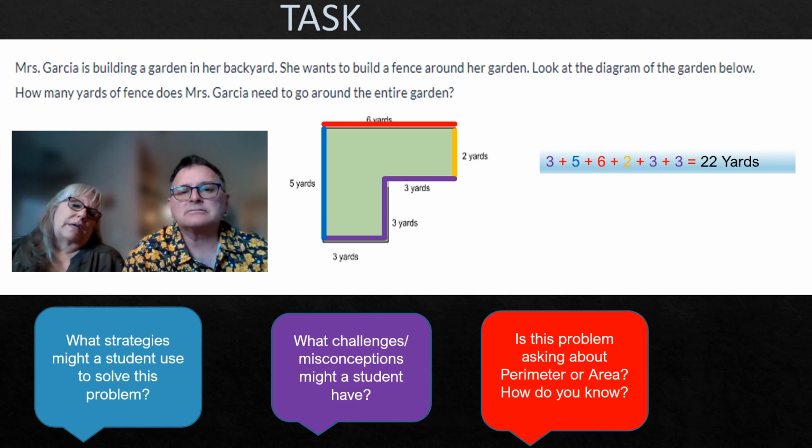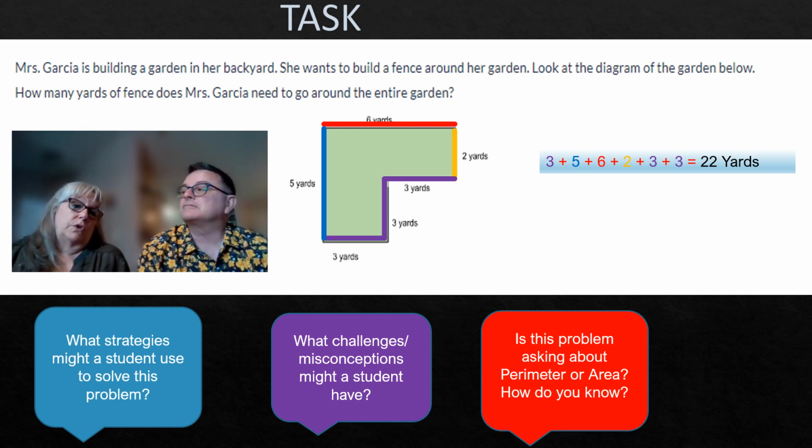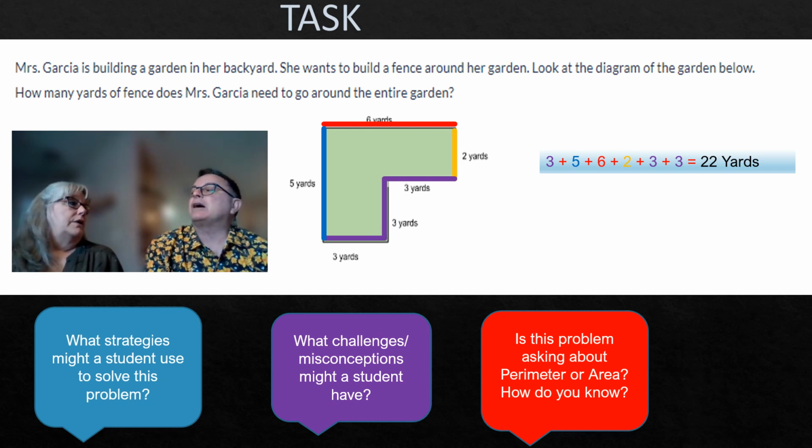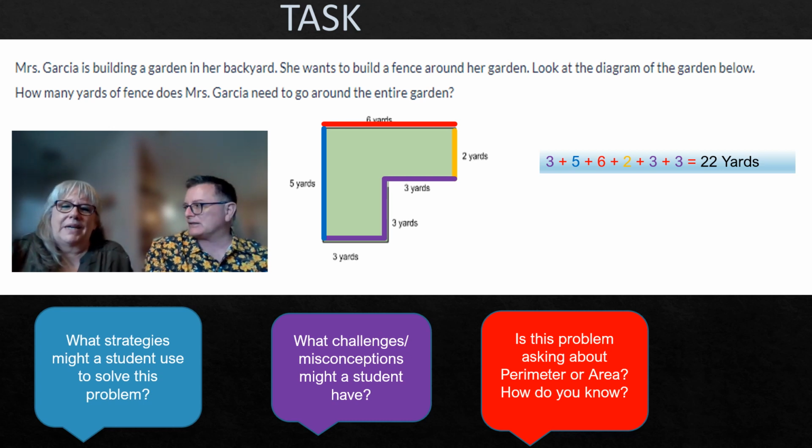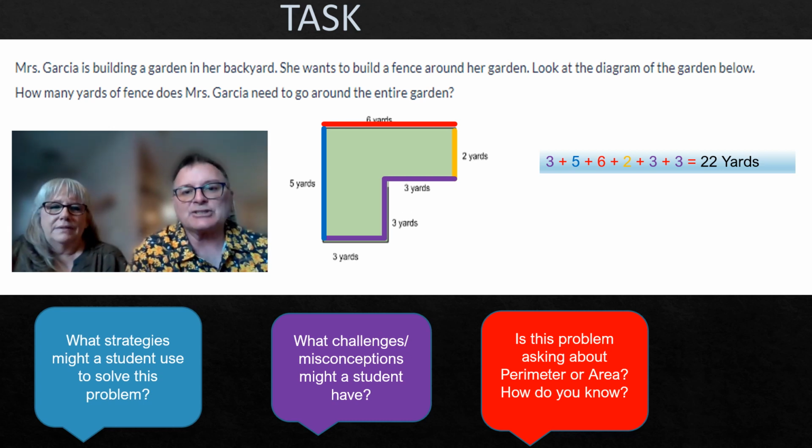Sometimes side length might not be given. So let's say that the orange piece didn't have a measurement beside it, the 2 yards. I'm going to stop you right there. I'm so glad you said that, because within the clarifications, there's no division or subtraction or anything involved. They're going to be given all the side lengths. That's new from last year. It is. That's a change.